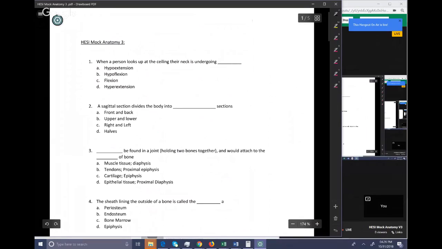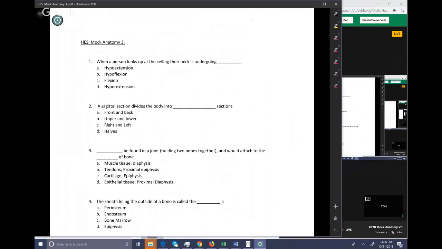Okay, this is the third version of HESI mock anatomy. I will point out, since you have taken this test, if you are watching this video, you should have this test done. And depending on how you've been studying and how you've been working on your thought processes and how effective you've been in this particular arena, this may have seemed really hard and it may not have.